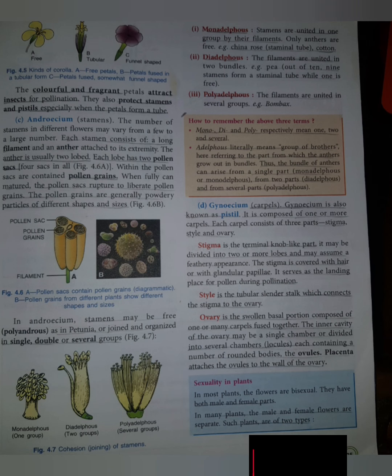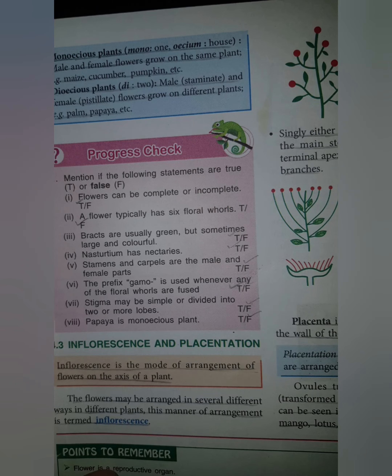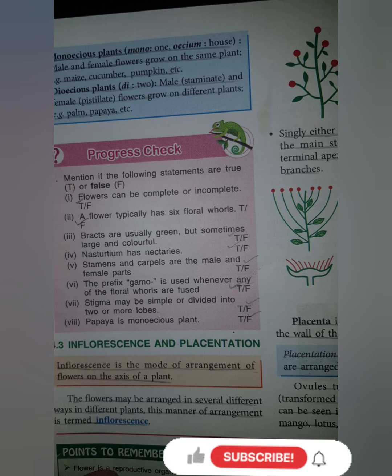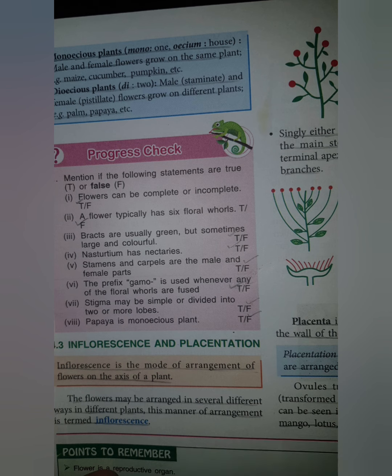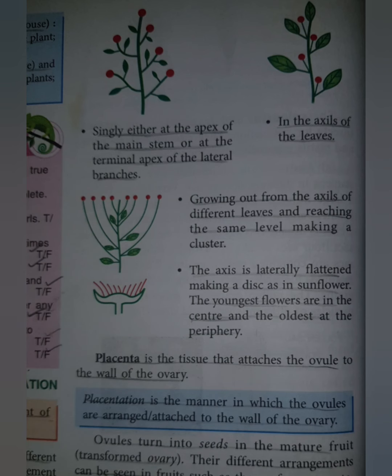In most plants, the flowers are bisexual. They have both female and male parts, and in many plants the male and female parts are separate, and the plants are of 2 types. Monoecious plants, where male and female flowers grow on the same plant, and dioecious plants, where male and female flowers grow on different plants. So let's move to inflorescence and placentation. Inflorescence is the mode of arrangement of the flowers on the axis of the plant. Placentation is the manner in which the ovules are arranged or attached to the wall of the ovary.